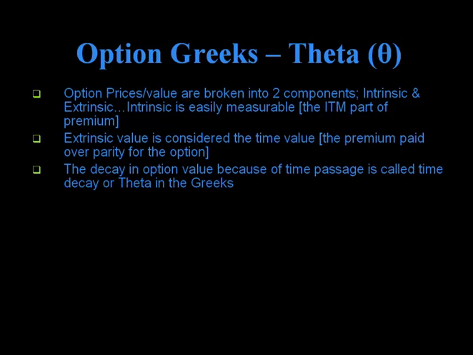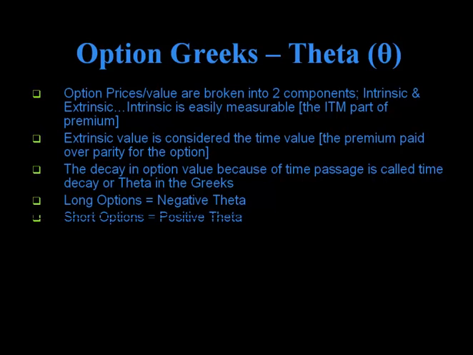Now, the decay in an option value is because of time passage. All options decay in time down to the parity of the option, or down to the in the money component. And what measures this decay is theta. Long options have negative theta. So if you go long a call or long a put, you're going to find that option contract price going down just a little bit every day. The amount that it goes down every day is measured by theta.